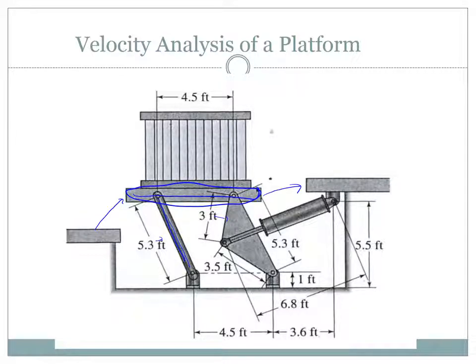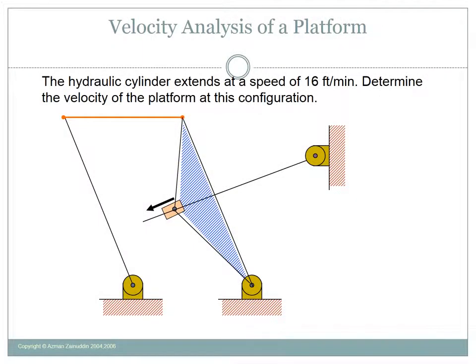These links are connected to the hydraulic cylinder. I'm not sure whether it's going from the higher platform to the lower platform or the other way. Anyway, let's move on. Extend means it's bringing the box from the top platform to the lower platform. The hydraulic cylinder extends at a speed of 16 feet per minute. Determine the velocity of the platform at this configuration. So we want to know the velocity of the platform here, where it moves.